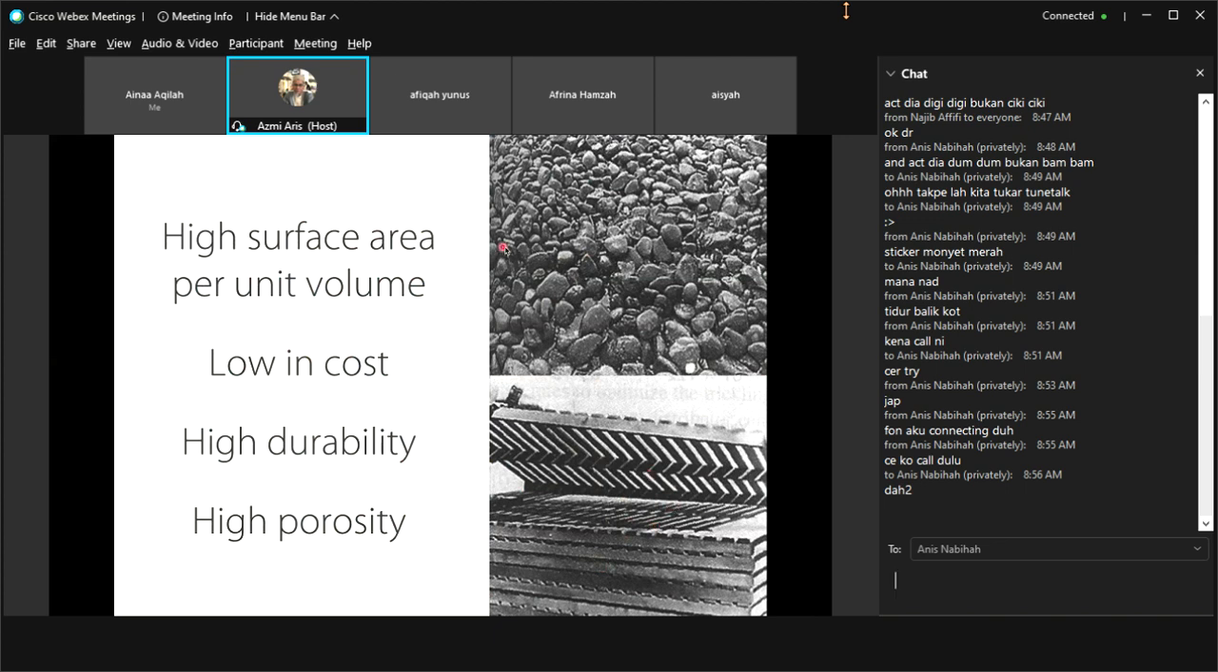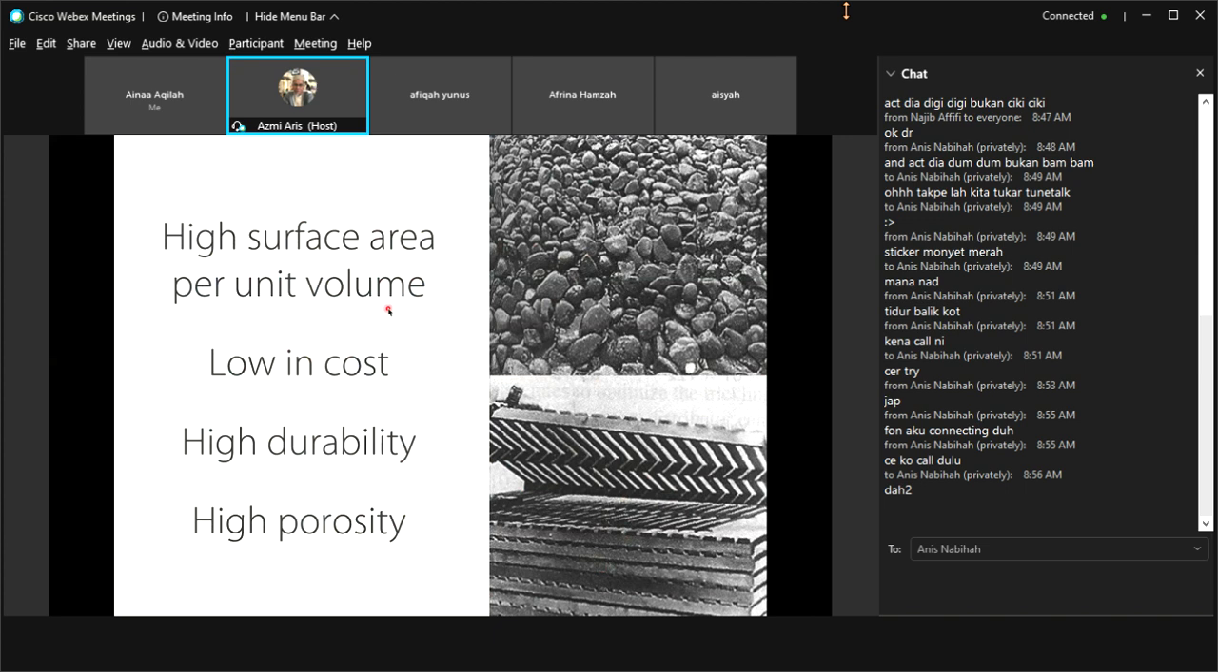So the important characteristic of the media is high surface area per unit volume, meaning that actually the smaller the media, the better. However, it should not be too small. Principally, the smaller the media, the greater the surface area and the higher the ratio of surface area per unit volume. So the smaller the better.